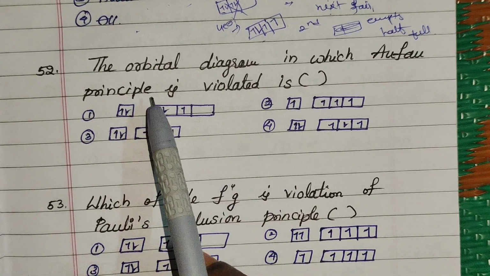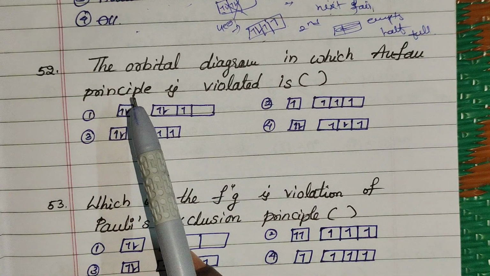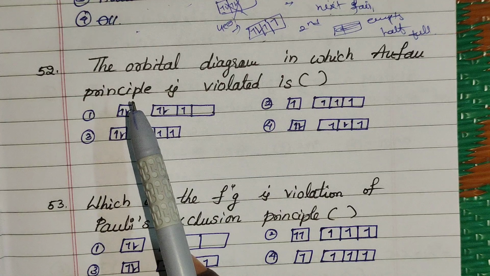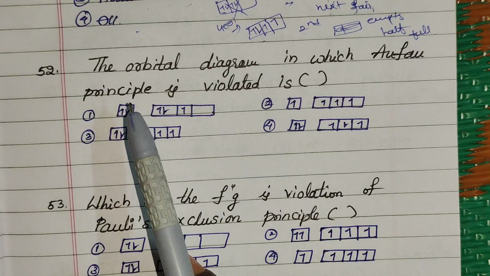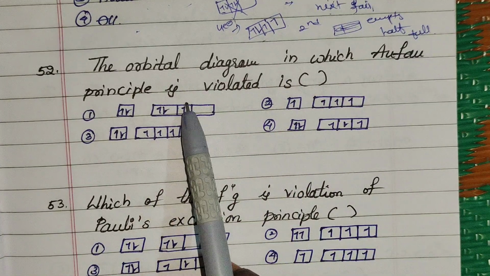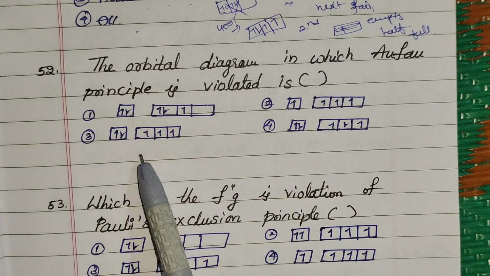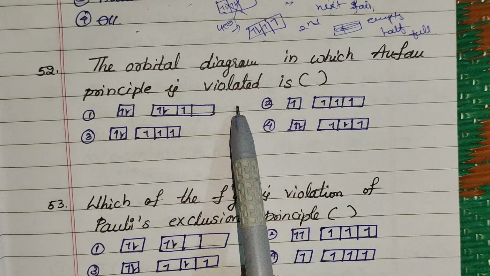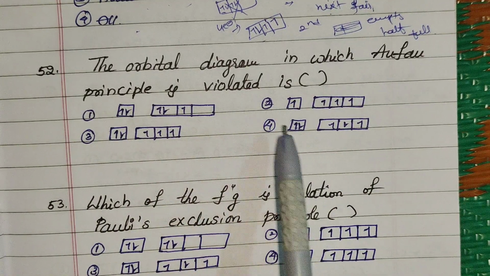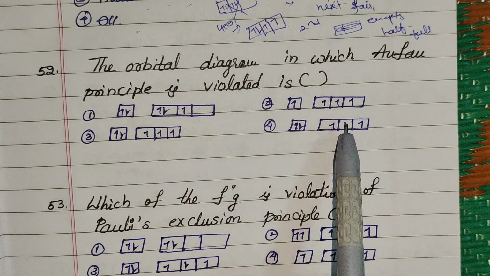Next, question 52. I already explained these previous questions; I can provide the video link in the description. The orbital diagram in which the above principle is violated: we have to check once. What is the above rule? Lower energy orbital fills first, higher energy orbital fills next.